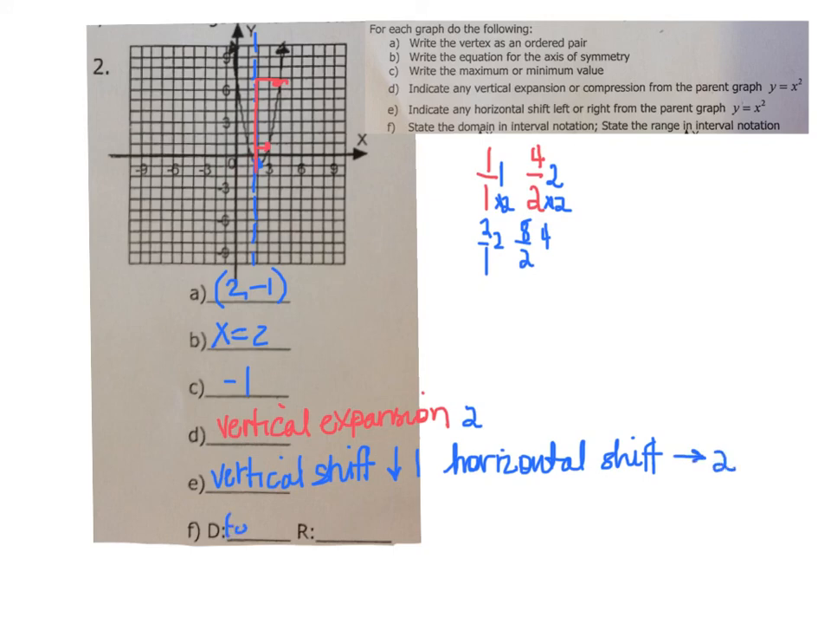Domain is left and right, and those arrows are going to keep me going forever. Range is bottom, so again, the bottom of my graph is this vertex. The bottom of it would be -1. The top is going to go off the top of the page, so I'm going to be hard bracket -1, because there's a point there, to the top, which would be positive infinity.